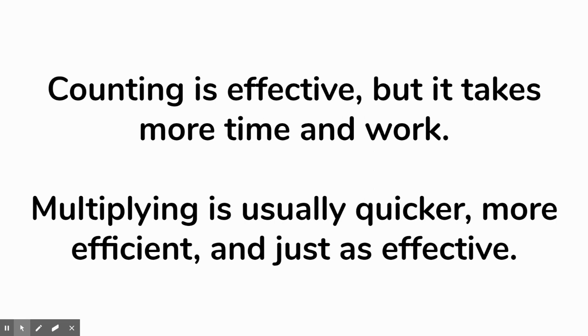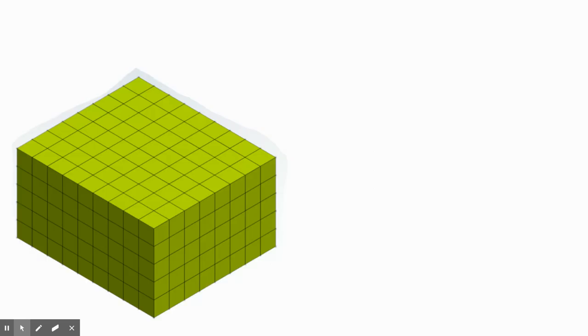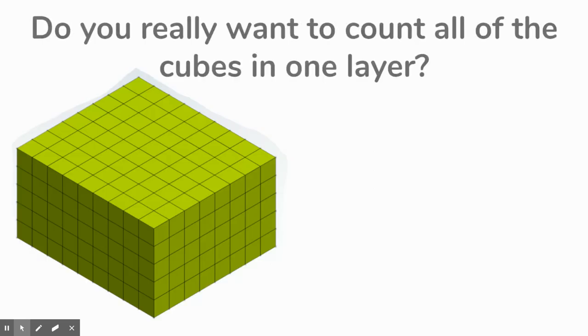So I'll stop lecturing about multiplying. But I just want to point out that for this volume, multiplying is going to be the most efficient strategy. Let me give you an example why. Look at this prism. Do you really want to spend all the time to count all of the cubes in one layer and then add them all together? Do you realize how much longer that's going to take you compared to somebody that knows how to multiply?